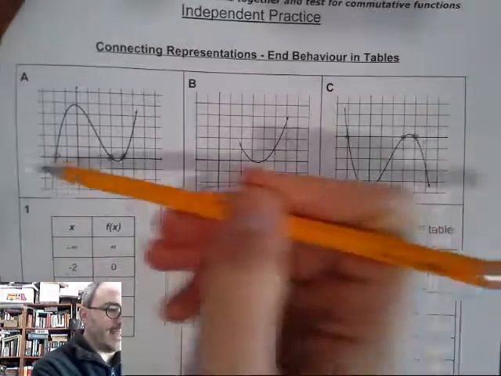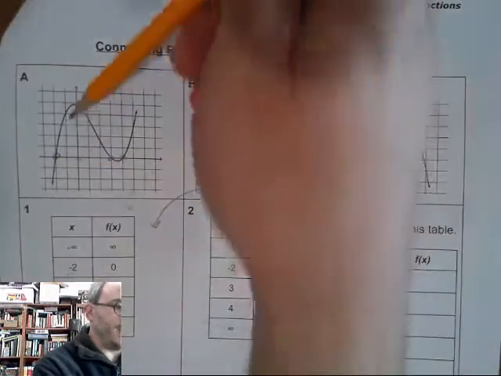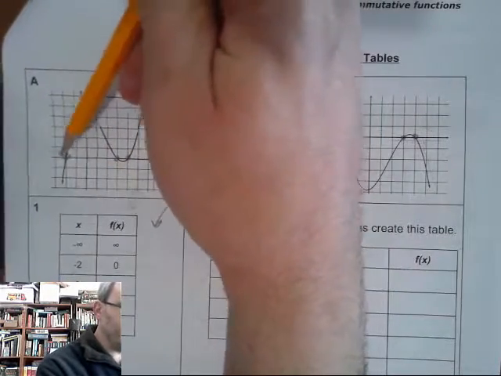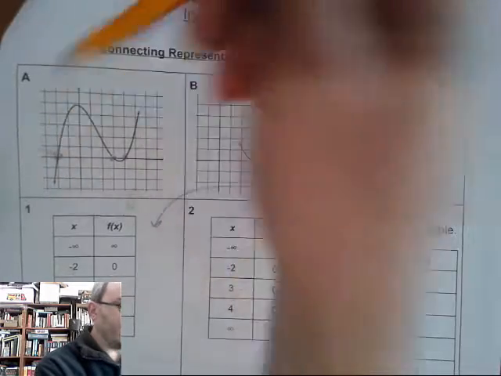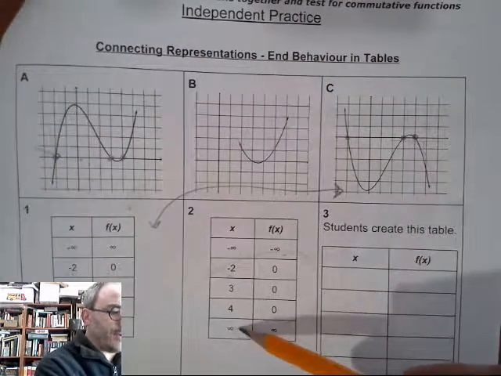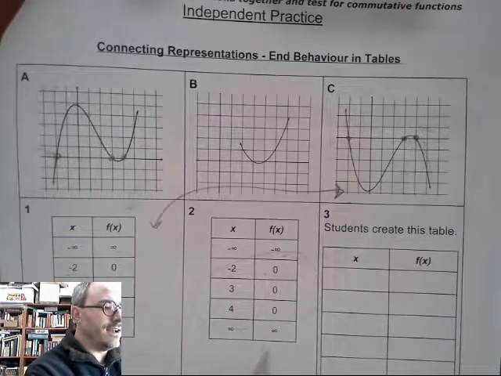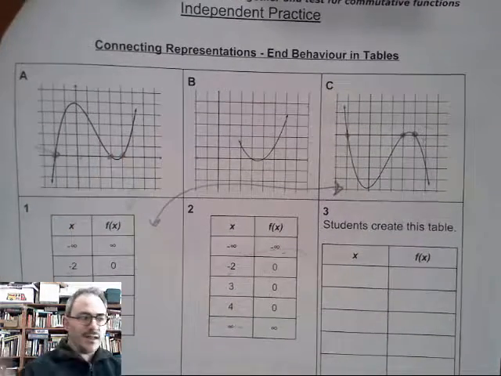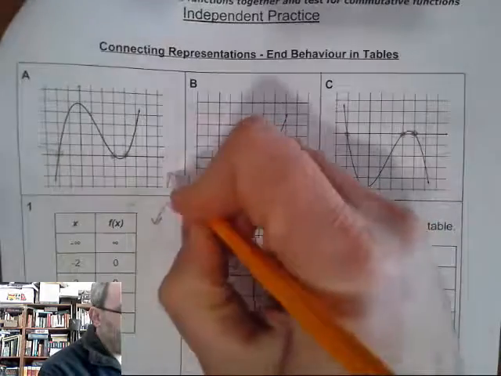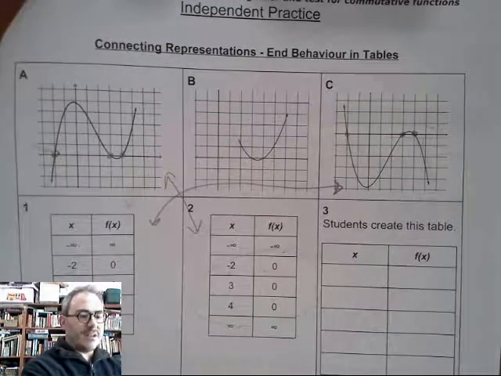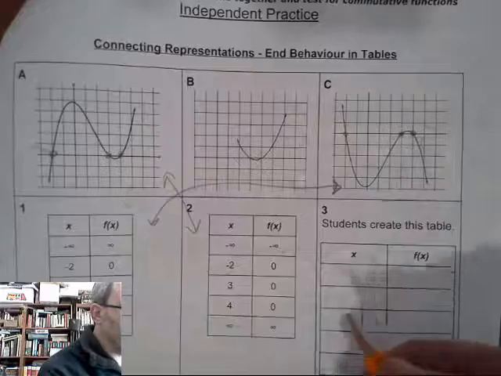Let me pay more attention to the domain over here. As my x values go negative, my y values are going negative. Oh, that's exactly what's happening. As I'm going this way to the left, my y values are going down. As I approach infinity in the other direction, going this way on graph A, my y values are going up. I have a connection. So now I see, being a little bit more careful to do this.